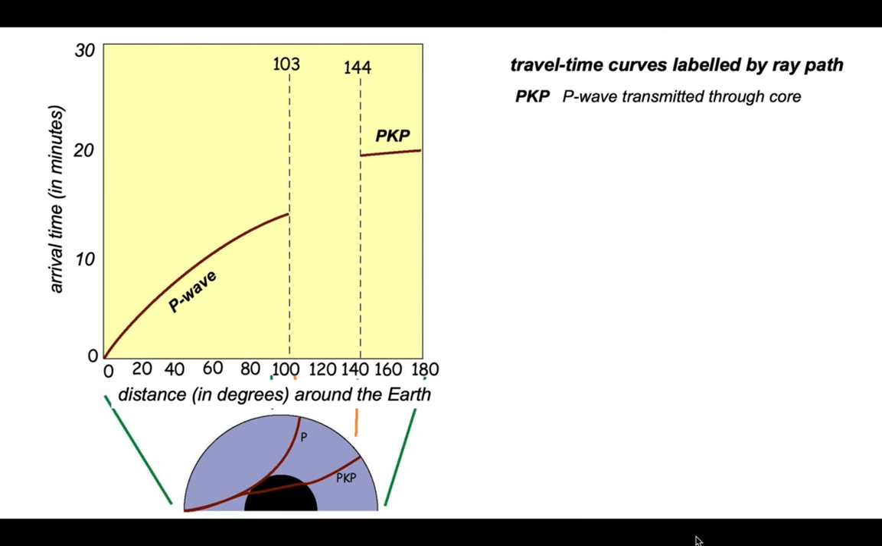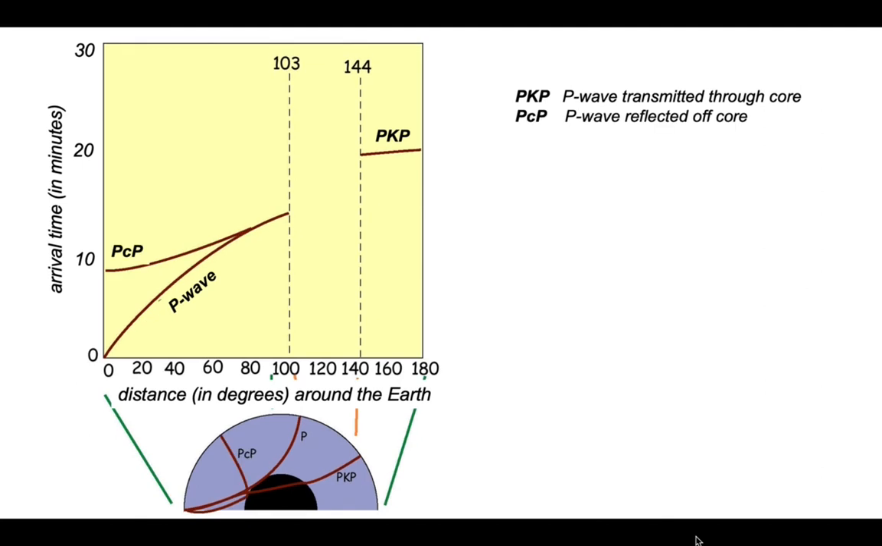Now, some of these P waves, of course, will intersect the core mantle boundary and bounce back towards the Earth's surface. In other words, they'll be reflected. So we get these arrivals here, which are labelled PCP. It's a P wave reflected off the core mantle boundary, back towards stations quite close in to the earthquake.